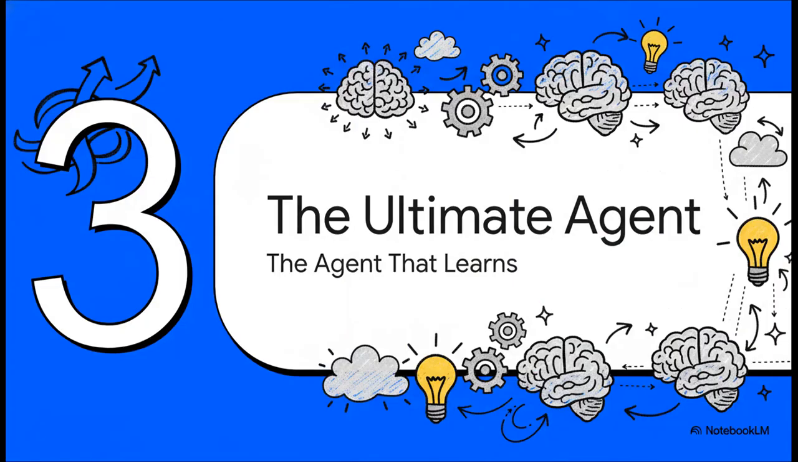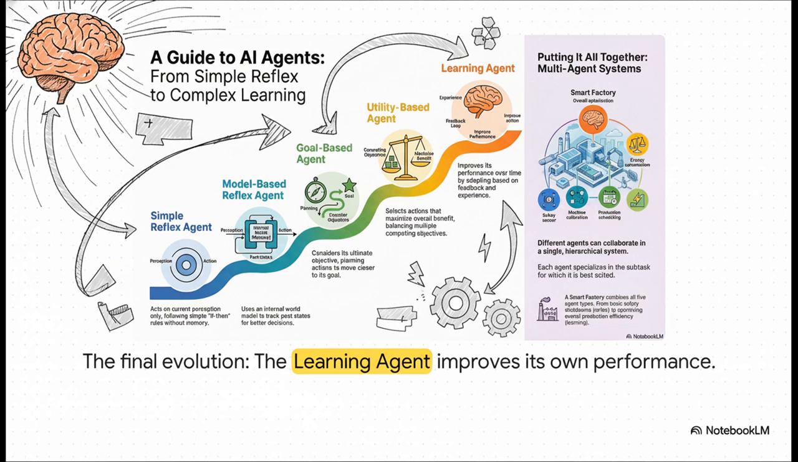Okay, so we've seen agents that can react, agents that can remember, and agents that can plan. But what about the Holy Grail? An agent that can actually improve itself. This brings us to the top of the mountain, the agent that learns. And that brings us to the final evolution on our chart, the learning agent. This thing doesn't just follow its programming or its plans. It actively gets better at its job over time by adapting based on feedback and experience. This is the real game changer.